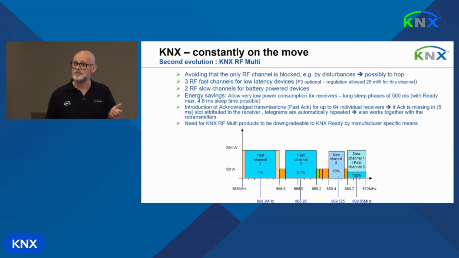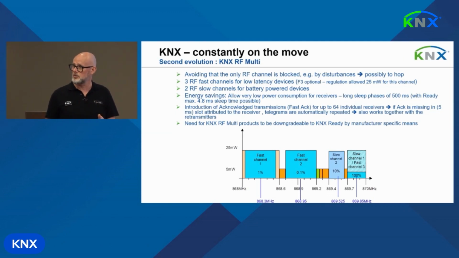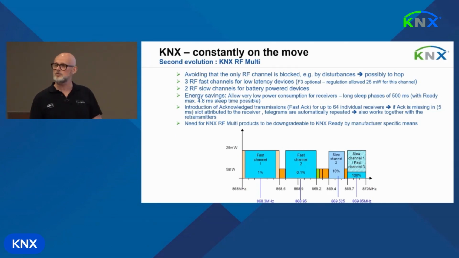But I will come to that. Also, this solution still had drawbacks, which were later remedied with radio frequency multi S-mode SLE, but I will explain that in a minute. Also very important, the multi solution introduced for the first time the concept of a fast ACK, so the possibility for receivers to confirm the reception of messages. The fast ACK is, however, limited to 64 individual receivers.